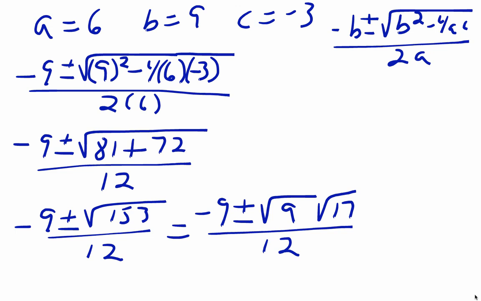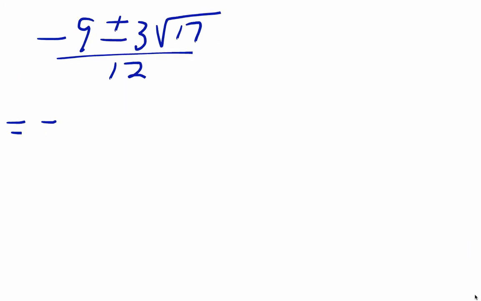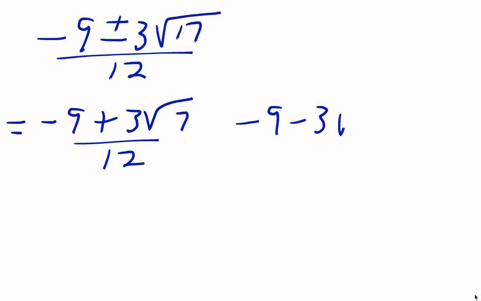So I have -9 plus or minus the square root of 153, because that's what 81 plus 72 is, over 12. I know that 9 times 17 is 153, so you can see in the last step there, I separated those. So now I have -9 plus or minus 3 times the square root of 17 all over 12. Alright, now I'm going to simplify that. So I have -9 plus 3 times the square root of 17 over 12. And I have -9 minus 3 times the square root of 17 over 12.